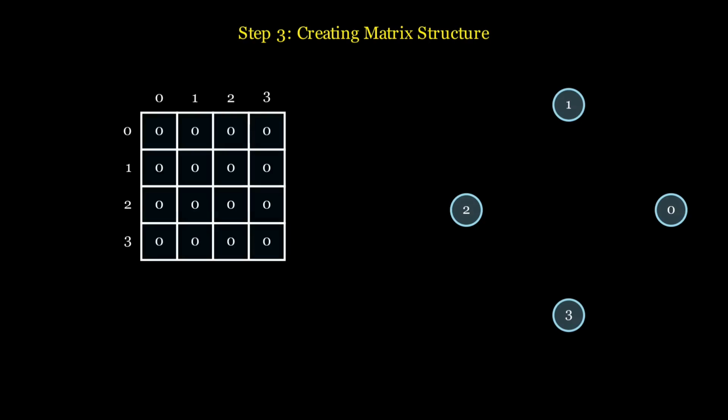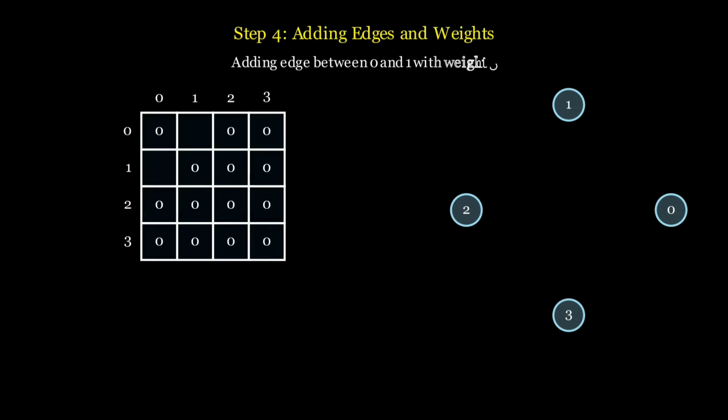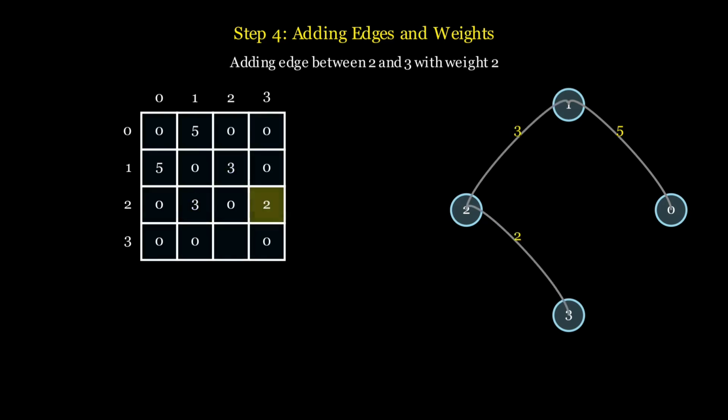Now let's add edges to our graph. Each edge has a weight which we will represent in the matrix. For example, when we add an edge between 0 and 1 with a weight of 5, we will update both matrix[0][1] and matrix[1][0] to 5, since it is an undirected graph. So the matrix is symmetric. Similarly, we will add all other edges of the graph with their corresponding weights.